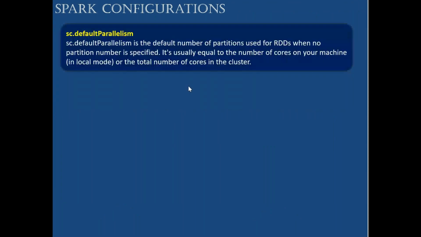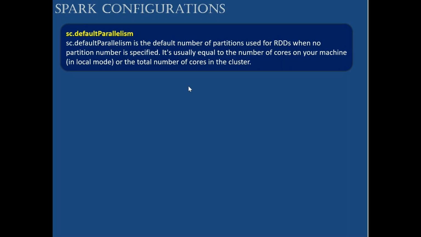Spark configurations. So sc.defaultParallelism is a configuration which is going to show you the default number of partitions used for an RDD when no partition number is specified. It usually equals the number of cores on your machine. In your computer, however many cores there are, that many partitions it can create if you have not mentioned the default parallelism.